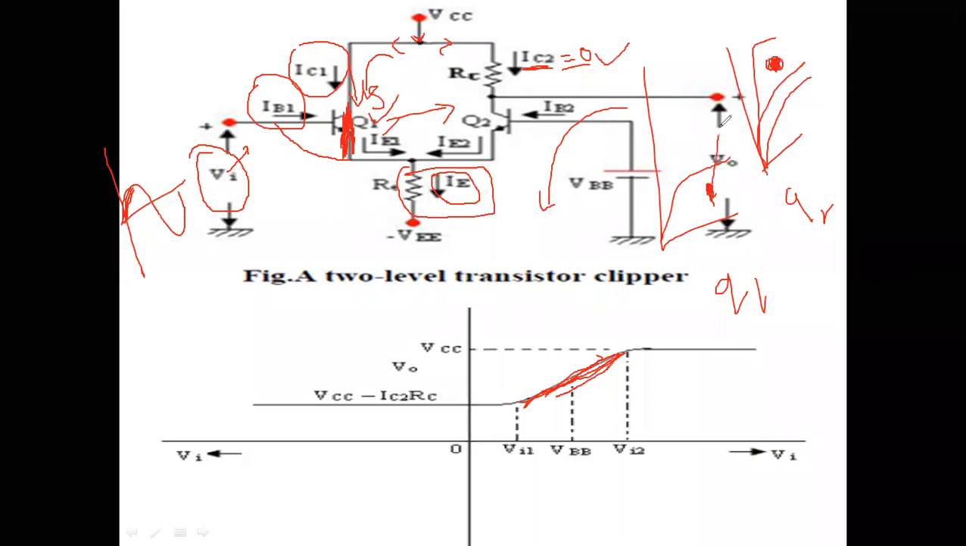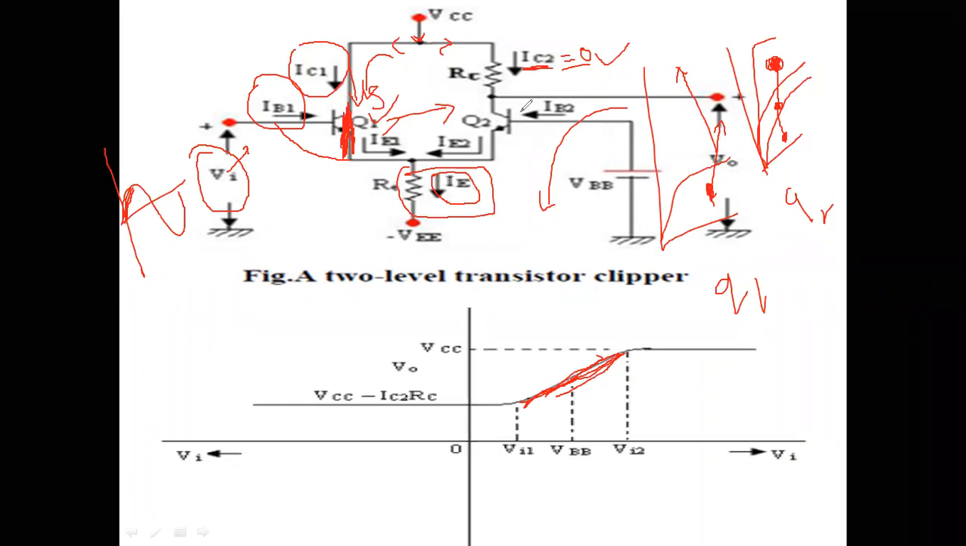When the Q1 operating point moves from cutoff to the active region, Q2 moves from active to near the cutoff zone. It moves downwards. When Q1 moves to saturation, this point moves to the cutoff zone. Therefore, Q2 will be operating at cutoff and Q1 will be operating in saturation.